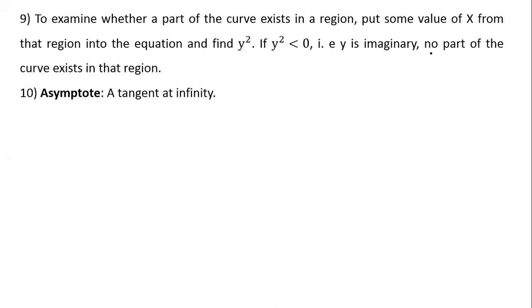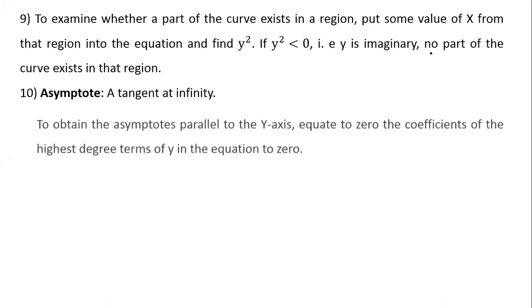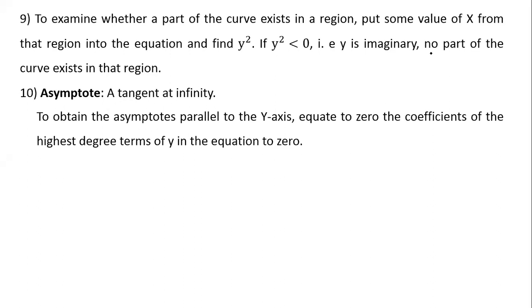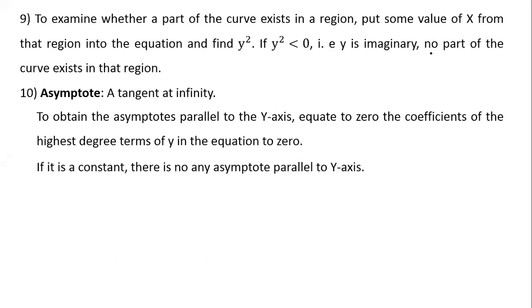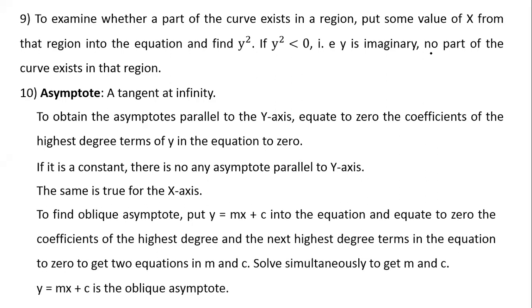What is asymptote? Asymptote is tangent at infinity. First of all, tangent means sparshika, and tangent at infinity is called an asymptote. Now, to obtain the asymptotes parallel to y-axis, equate to 0 the coefficient of the highest degree terms in y in the equation. Yes. If it is constant, then constant equal to 0 is not possible. That means that there is no asymptote parallel to y-axis. Same can be said about an asymptote parallel to x-axis. Yes, there can be oblique asymptotes also.